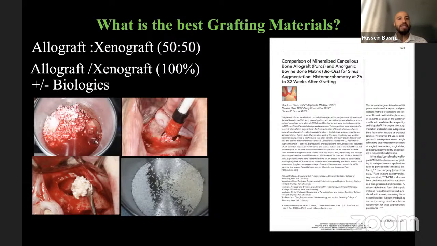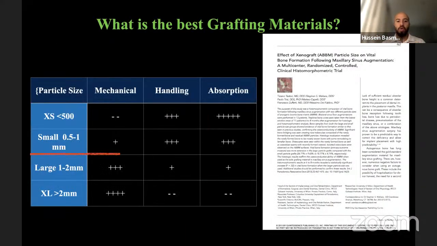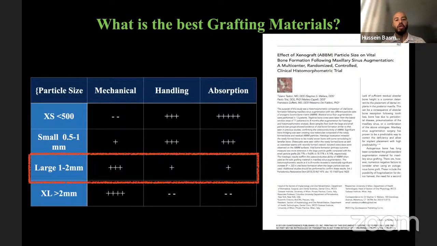But if peri-implantitis happened, I know that I want my implant to be placed in a good amount of native bone, a good amount of vital bone. When you have a complete xenograft, that's going to be very minimal. And I know that xenograft is not going to resolve very easily. So that's why my go-to is allograft. And if I want to check which one, I always go with a large particle allograft or xenograft. It doesn't matter.